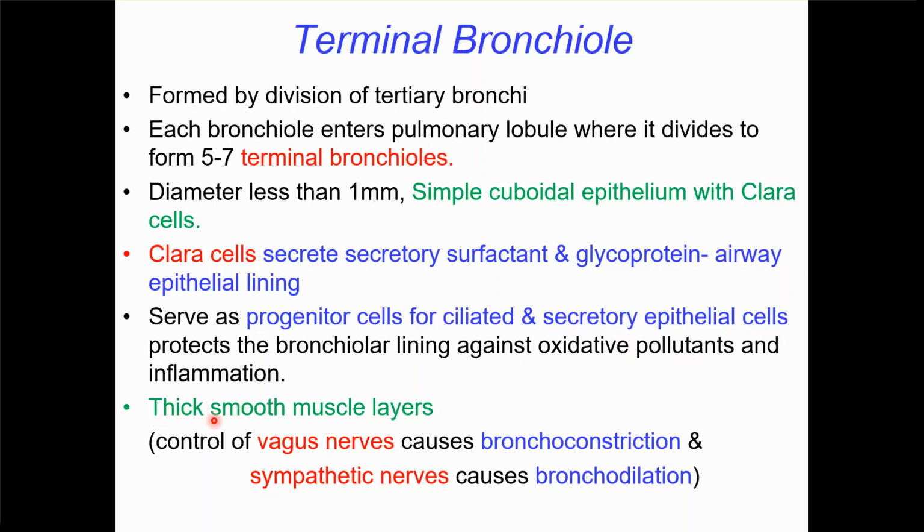So we saw that there are thick smooth muscle layers. They are under the control of the vagus nerve, which helps in bronchoconstriction, and the sympathetic nerve, which causes bronchodilation. You can remember this place: when you have bronchial asthma, there is bronchoconstriction, and then we give pharmacotherapeutic drugs which cause bronchodilation.